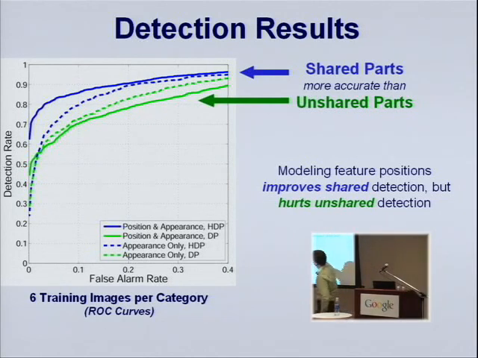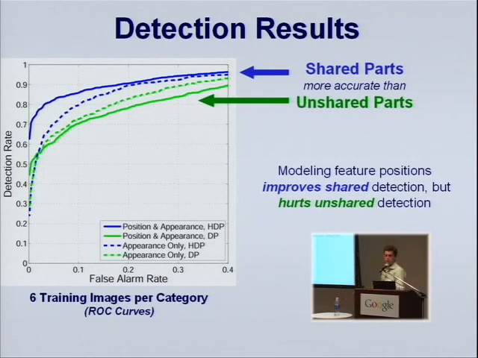If you look at the 2 green lines, the green dashed line is actually higher than the green solid line. So it appears that there's some overfitting going on: if I only have 6 training images per category and I try to model feature positions of each category independently, I actually do worse than if I threw those away, but not if I share parts.